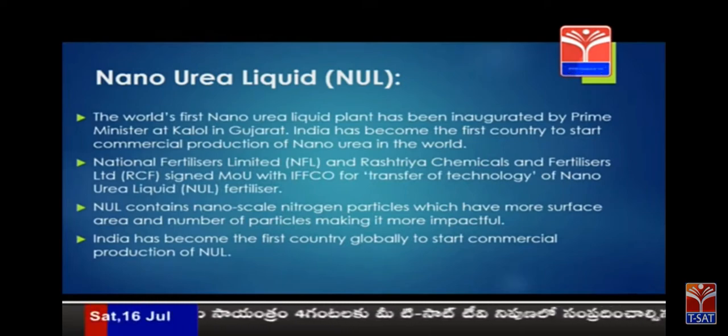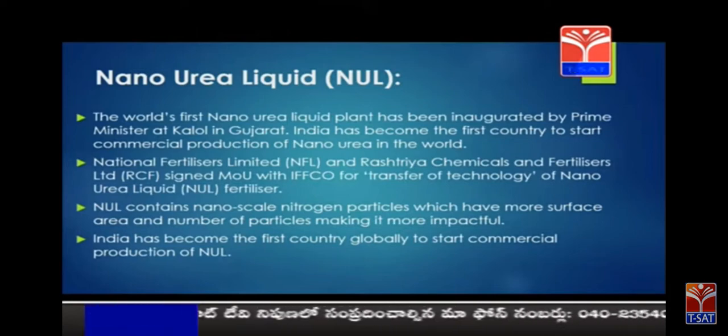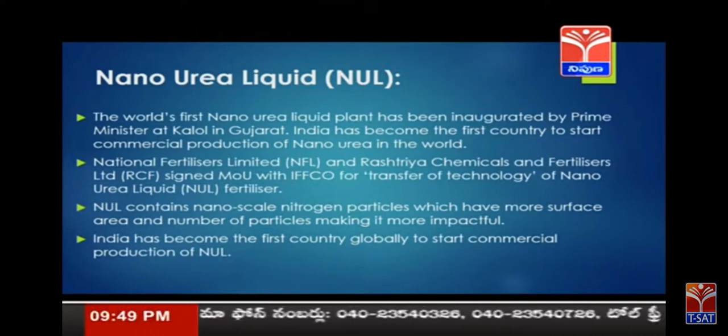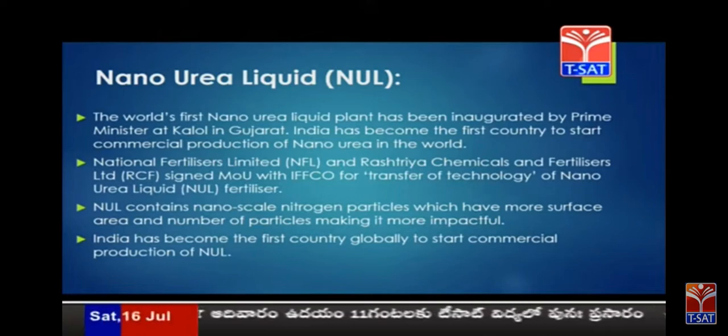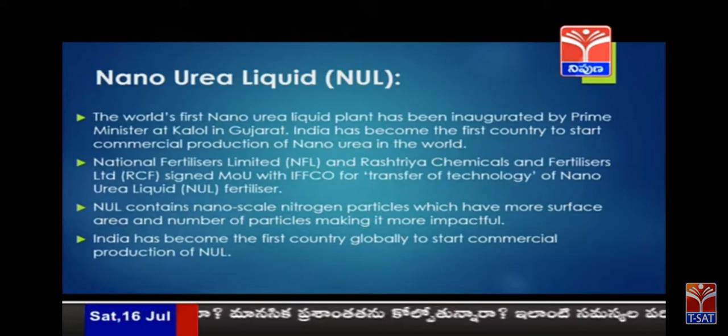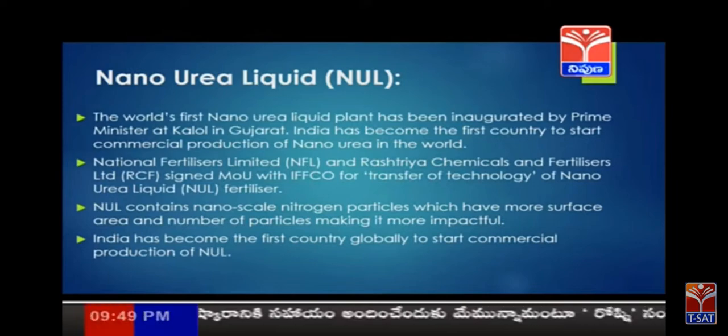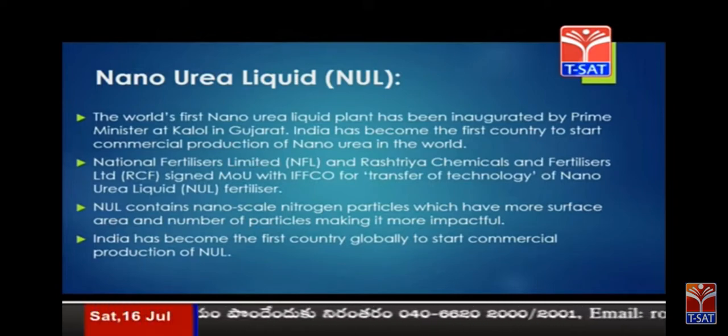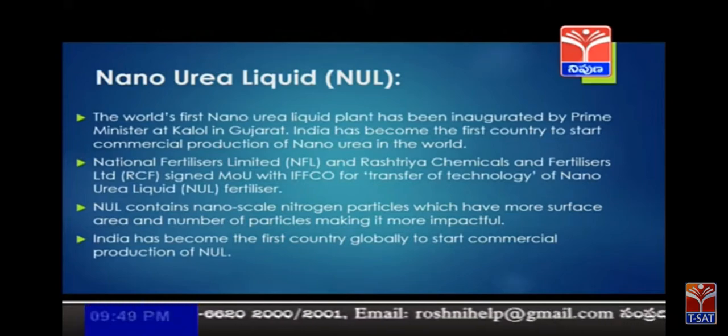NUL means nano urea liquid. It contains nano scale nitrogen particles, which have more surface area and a larger number of particles, making them more impactful. The very important thing here is, why are you using nano urea? Nano scale nitrogen particles have the maximum area when you compare them with general nitrogen particles. This is one more important significance. India has become the first country globally to start commercial production of NUL. So, these are the things here.